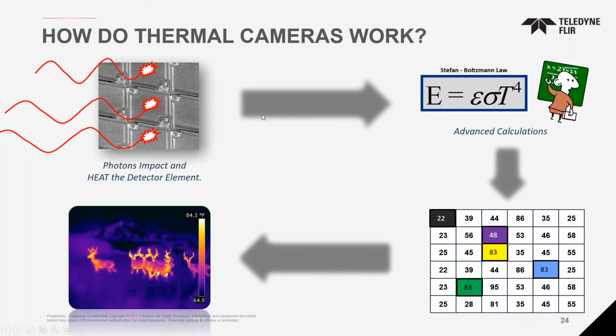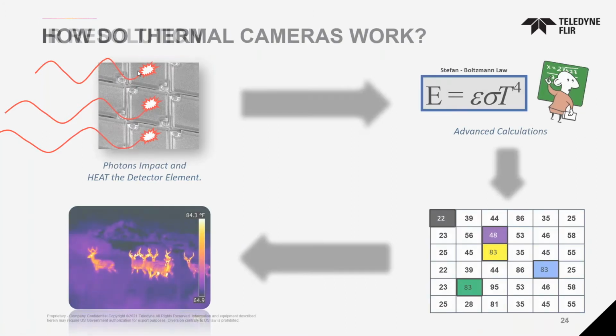So imagine all photons are hitting the detectors. There's advanced calculation being done. We determine an intensity, from which we generate an image. Now, in the visible world there is something similar, but it's color based, not temperature based.